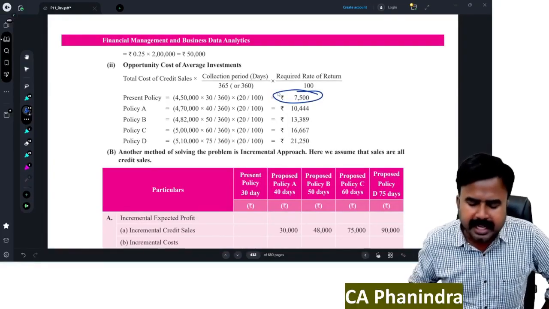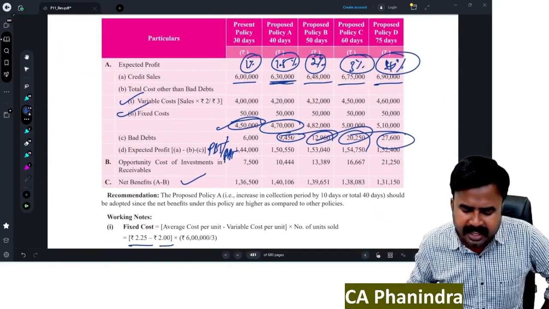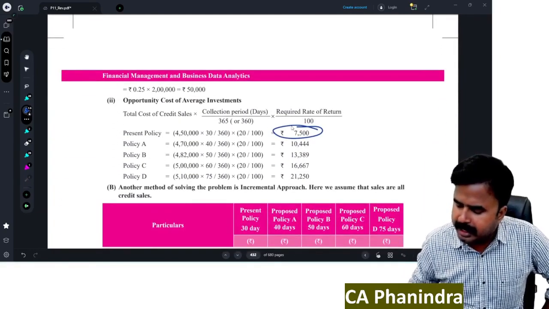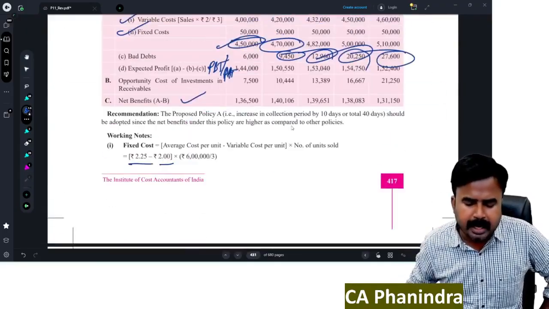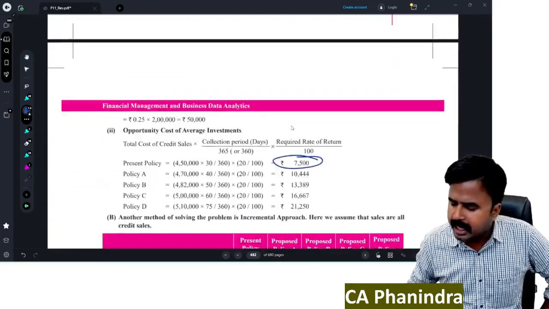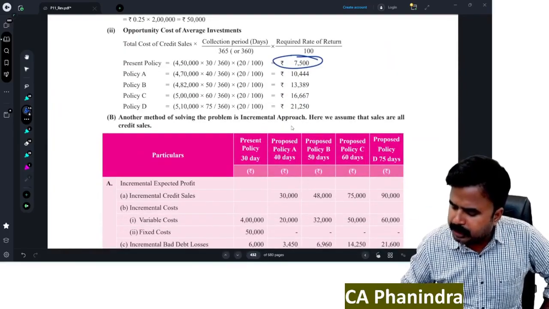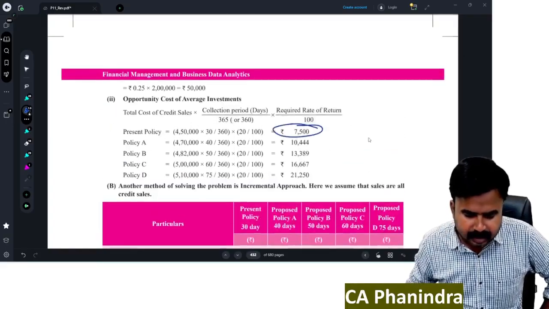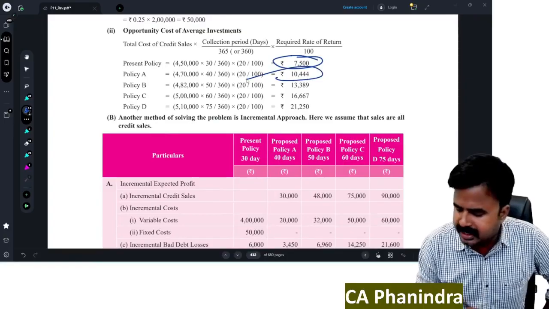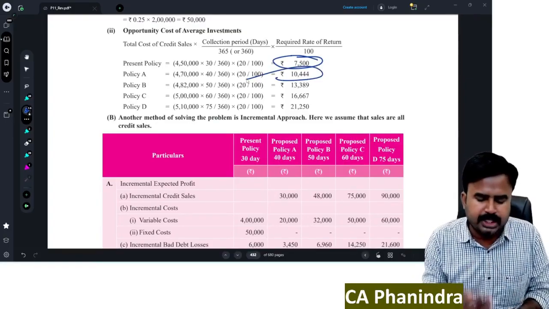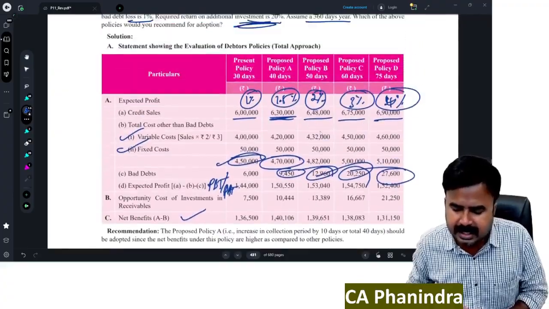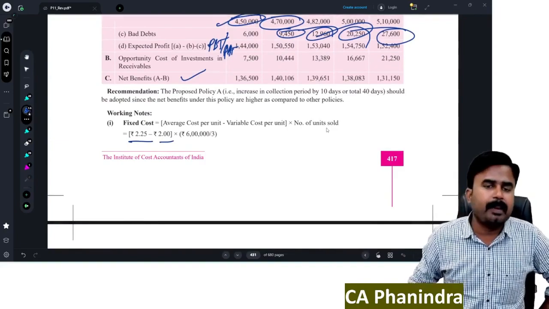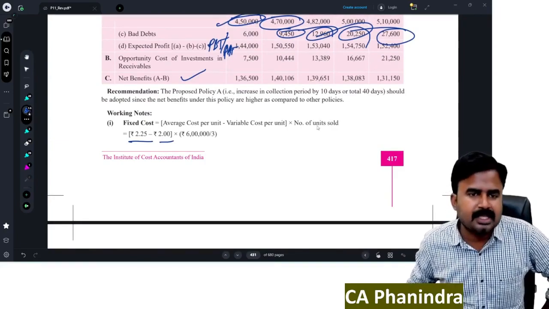Coming to policy A, take the total cost of credit sales again, 4,70,000. 4,70,000 into my collection period, which is 40 days under policy A, 40 by 360, into opportunity cost of capital percentage, which is 20%. So I got an opportunity cost of 10,444. Like that, you have to calculate for option B, option C, option D by taking 50, 60, 70 days respectively, by taking the respective total cost of credit sales, and multiplying by the opportunity cost of capital percentage or required rate of return.